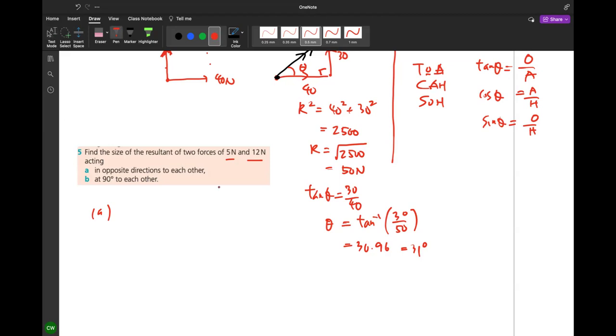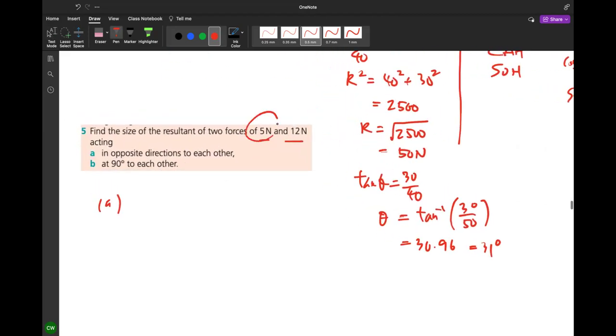Okay. Let's see this again. Opposite. So it is opposite. It will be 12 minus 5. So 7 Newton. This one no need to write the unit 啊，这个不要放 N 啊，不需要的，不需要。最后答案才放 unit. Only the final answer you put a unit. This one don't put a unit.